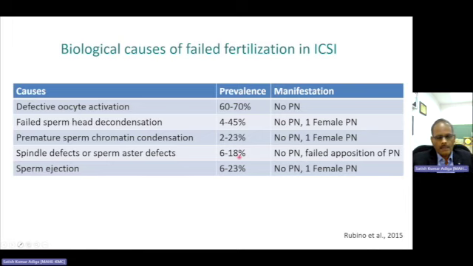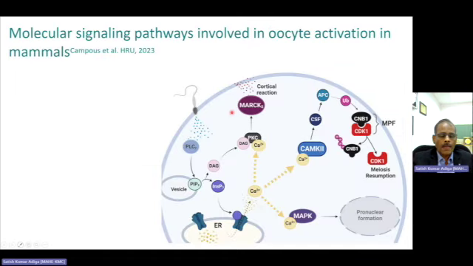As I stated earlier, one of the important reasons for failed fertilization when poor quality oocytes are injected is defective oocyte activation. About 60 to 70% of the time, it is due to defective oocyte activation, and this is primarily related to the calcium signaling pathways. As we know, calcium oscillations play a very crucial role in the process of fertilization.